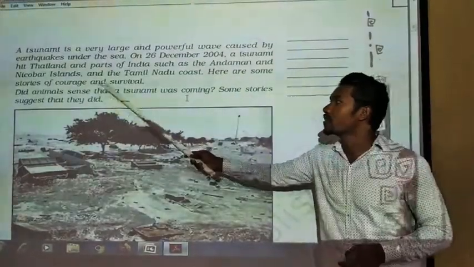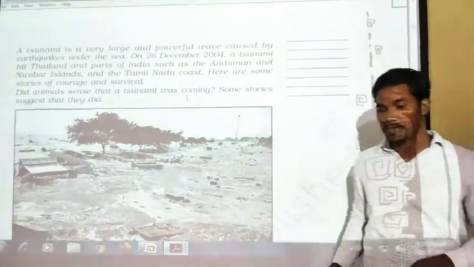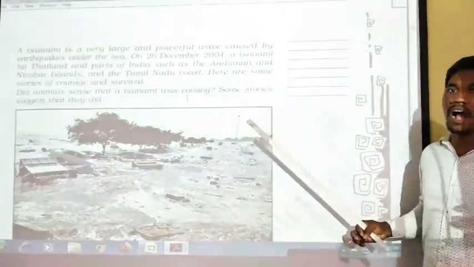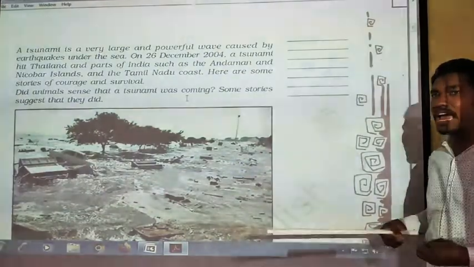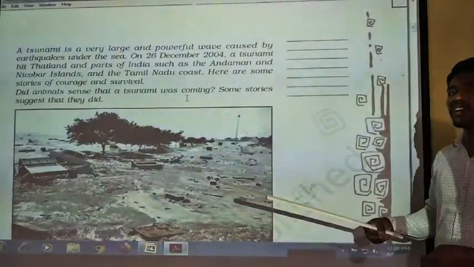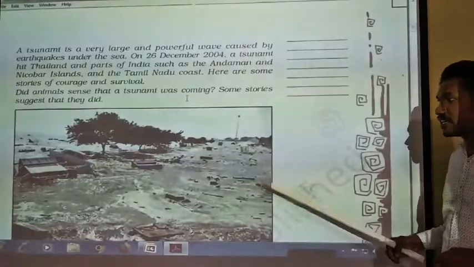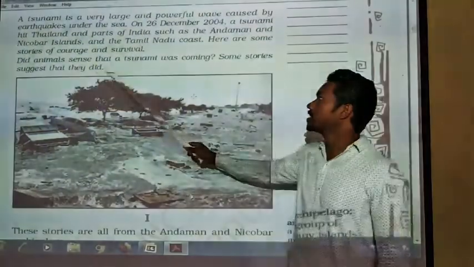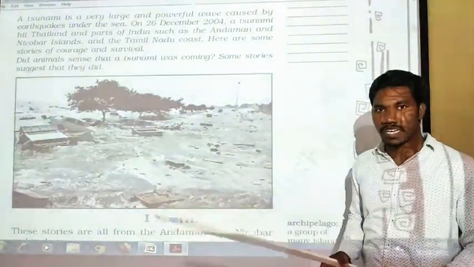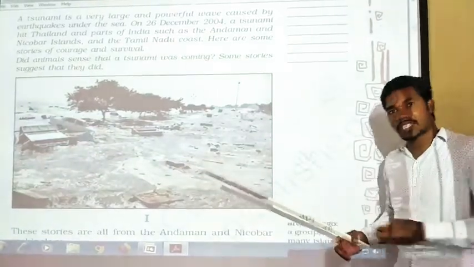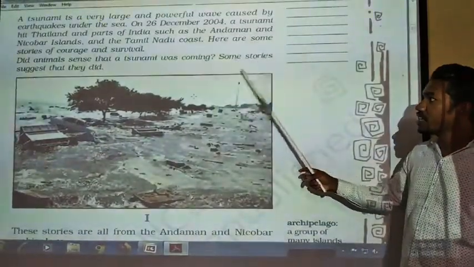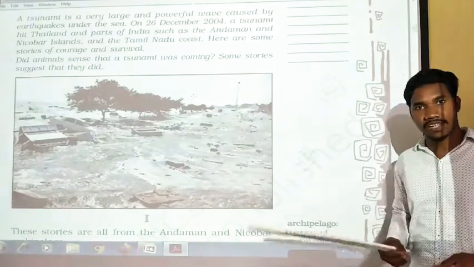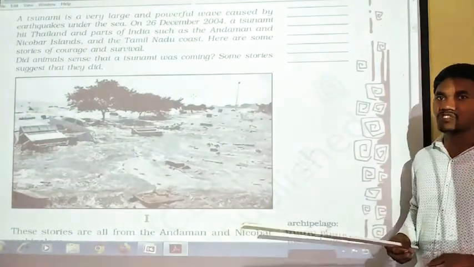Here are some stories of courage and survival. When the tsunami affected these areas or states, how did people survive, how did they save their lives, and how were they courageous in order to save others' lives? That is what we are going to see in this lesson. And here our question is: did animals sense that a tsunami was coming? Some stories suggest that they did. Here are some stories that tell us that the animals could also sense that a tsunami was going to come.